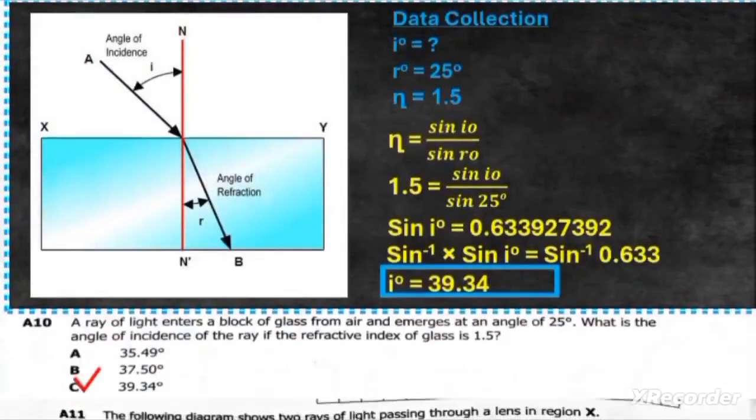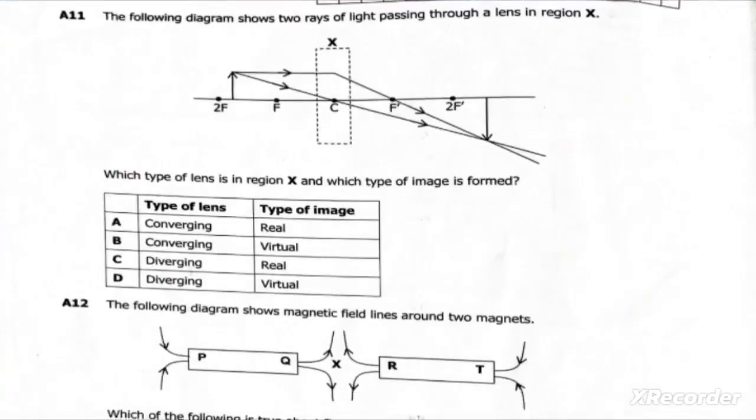Question A11. The following diagram shows two rays of light passing through a lens in region X. Which type of lens is in region X and which type of image is formed?